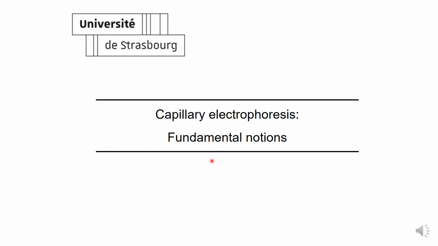Good morning, everybody. So now this is another lecture on another separation method, and I'm going to speak about the sister of chromatography, which is capillary electrophoresis, and I will speak about the fundamental notions. Capillary electrophoresis is a separation method like chromatography, but the mechanism is totally different, because in chromatography you separate using retention on the stationary phases, and in capillary electrophoresis the principle is based on the separation under an electrical field.